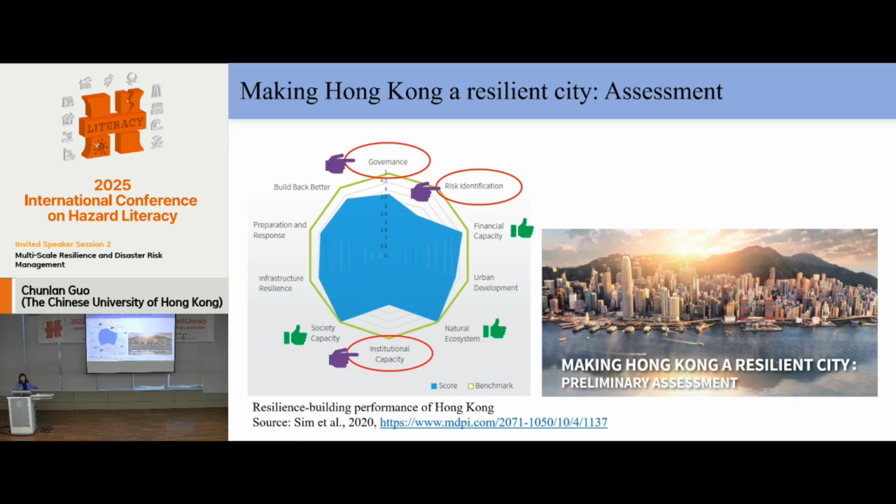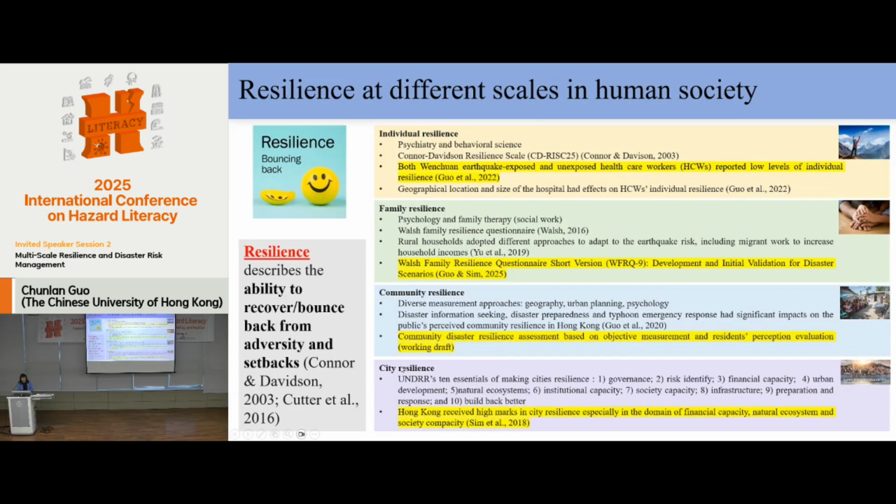They are small hills. They are woodlands. And for society capacity, Hong Kong also did very well. But for governance, risk identification, and institutional capacity, Hong Kong reports low scores. And here, if the funding providers need to support research relevant to disaster in Hong Kong, those topics should be about governance, risk identification, and the institutional capacity.